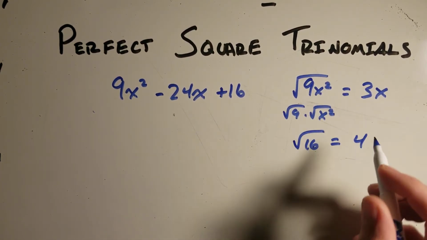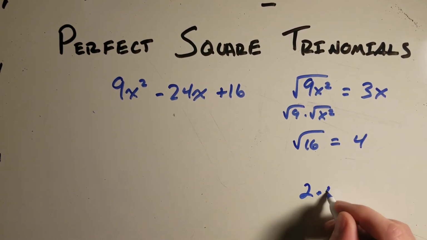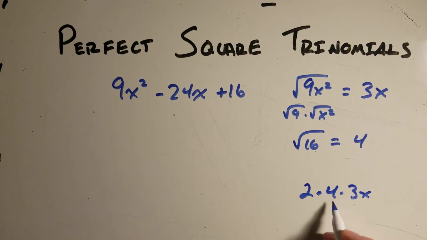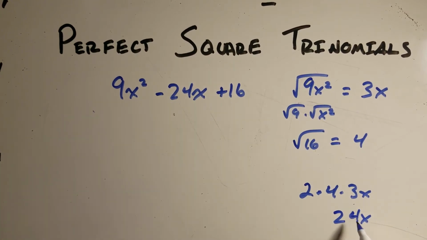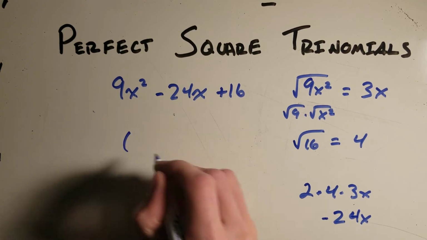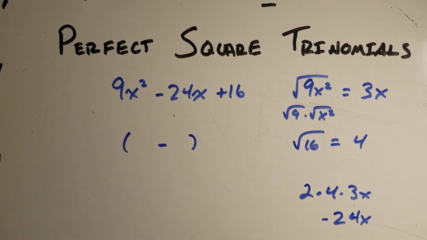And now let's check 2 times the product of those square roots. So 2 times the product of 4 times 3x. Well, 4 times 3x, that's 12x, times 2 is 24x. We're close. It should be a minus 24x. So all that means is that we should have had a minus here. It means we are a perfect square, but instead of adding the b term, we're going to be subtracting.